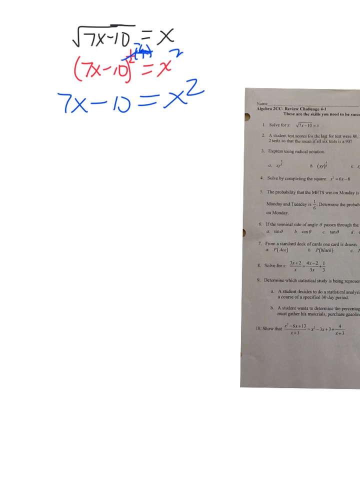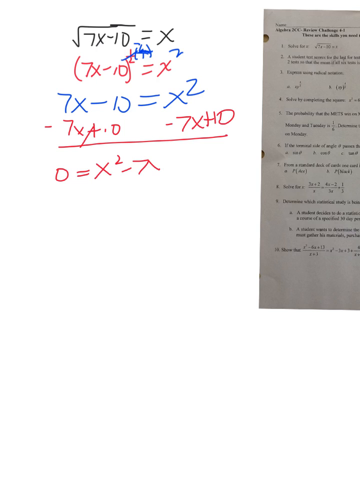So it is a quadratic, so we want this to equal 0. I'm going to move everything over to the right. So minus 7x, add 10. So I get 0 equals x squared minus 7x plus 10.